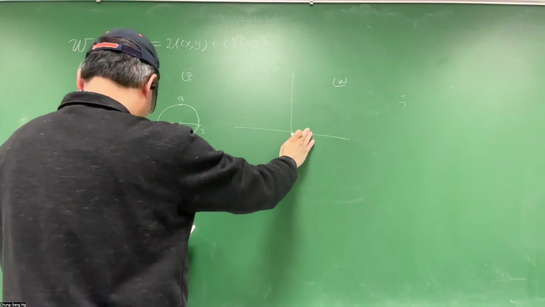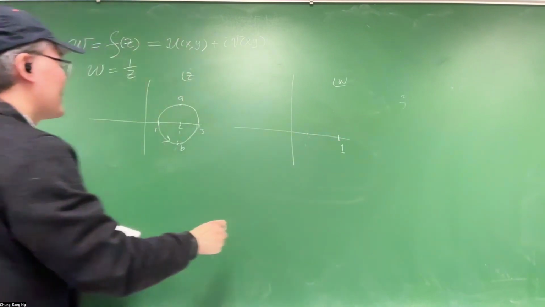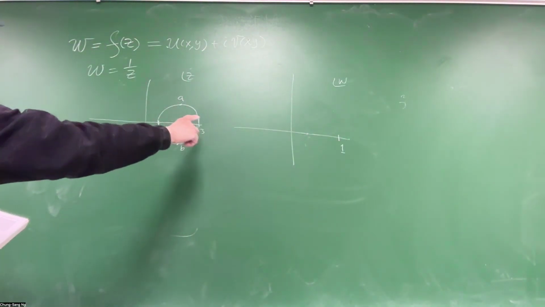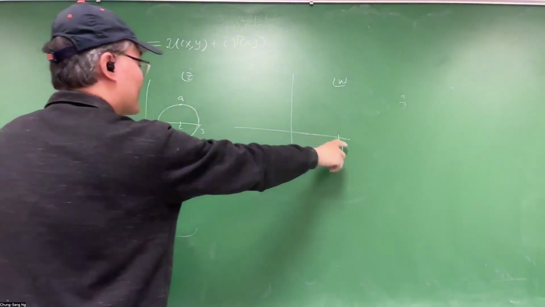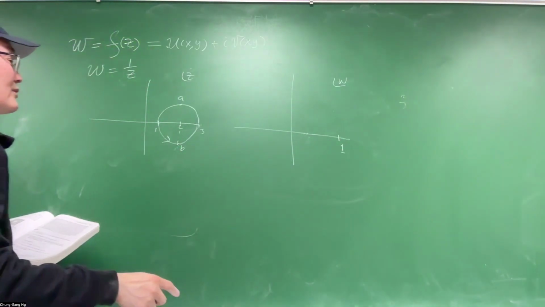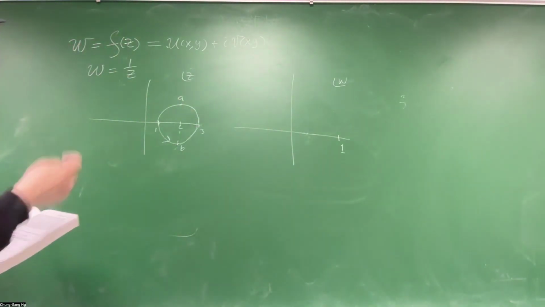Actually, the scale is different. Choose 1 larger because everything is greater than 1 on the x-axis. So we need a slightly larger scale on the W plane. The 1 maps to 1, so we need this point. Now the other point.